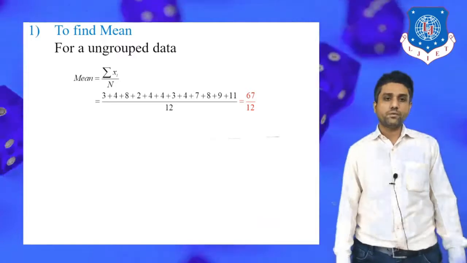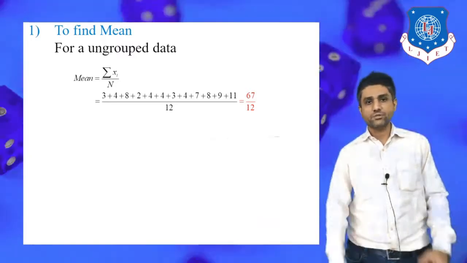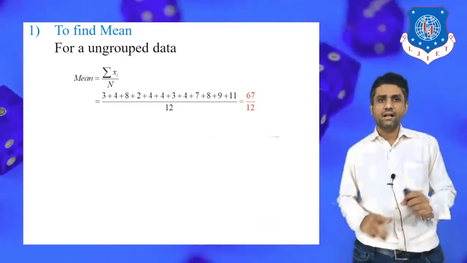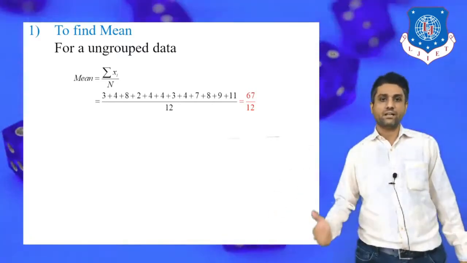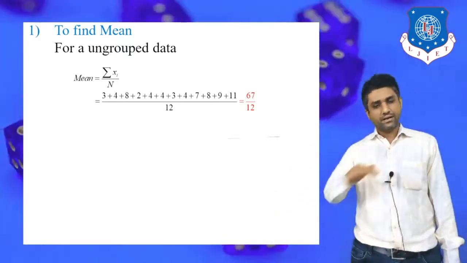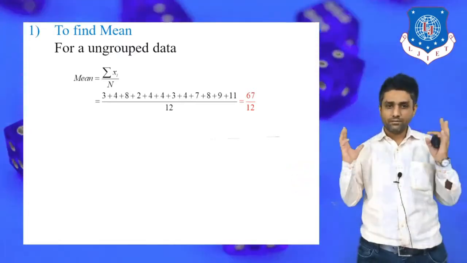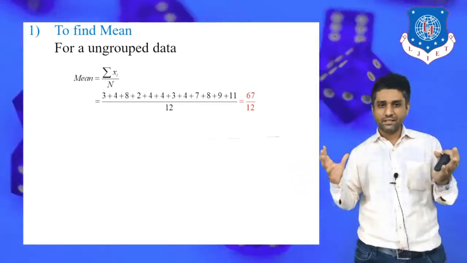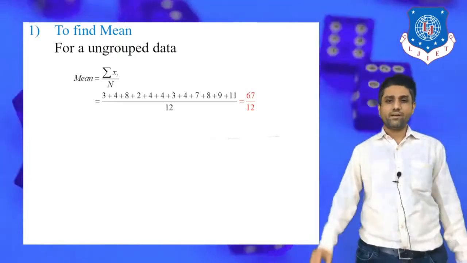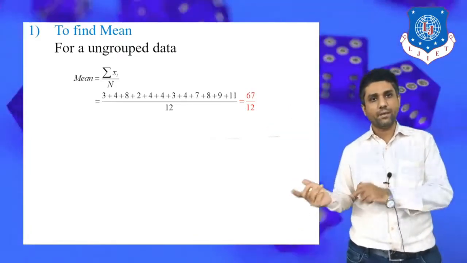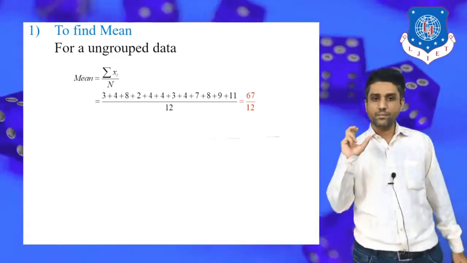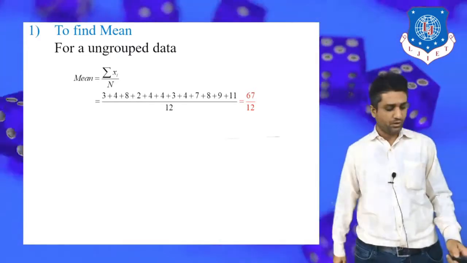Our first observation is 3, the second observation is 4, the third observation is 8, and in the same way the 11th observation is 9, and the last, that is the 12th observation, is 11. Divide by the total number of observations, which is 12. Simply finding the sum of the numerator gives 67 divided by 12. So 67 divided by 12 is just the value of the mean.